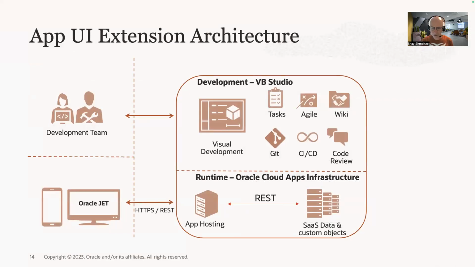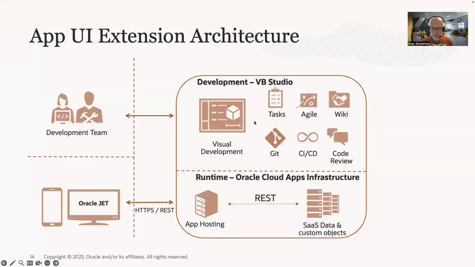In terms of architecture, what you're basically getting, part of Fusion apps, is Visual Builder Studio. There's a visual development part in there. There's Git file source management. There's CI/CD automation. There's a capability to do code review, manage your tasks, your agile process. There's a wiki in there. All of this is inside the same box as Fusion apps, and your developers would be working in this environment.